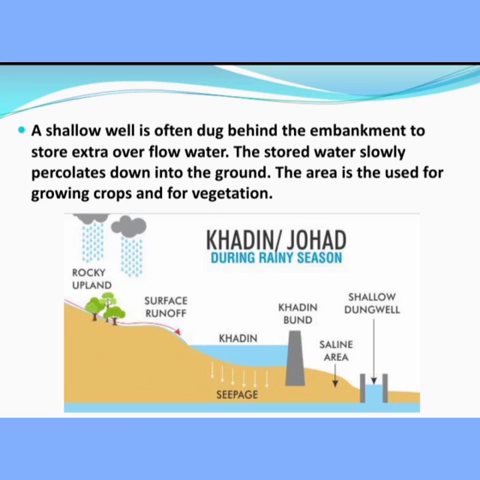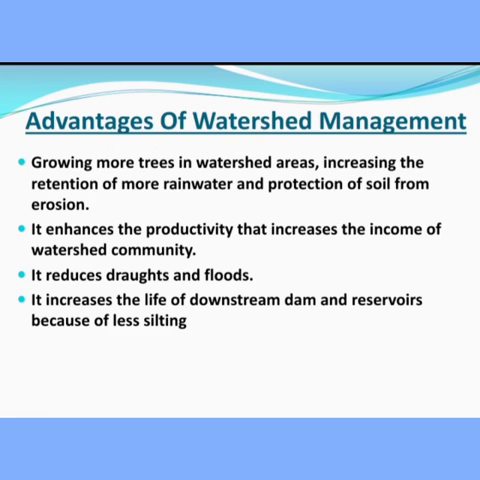Rajasthan is an area where we can see desert, right? So that's the reason they take up this traditional way of collecting rainwater. So, what are the advantages of watershed management? Why do we need to do all this? What is the benefit out of it?